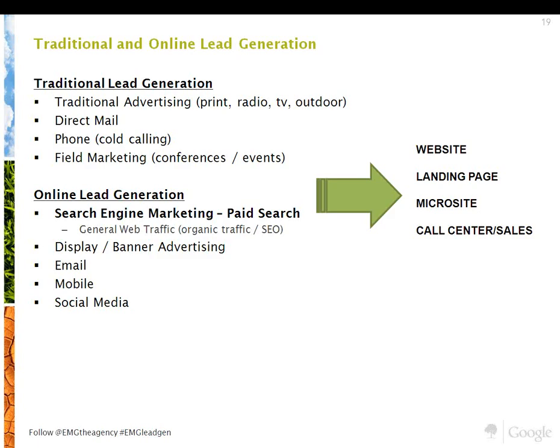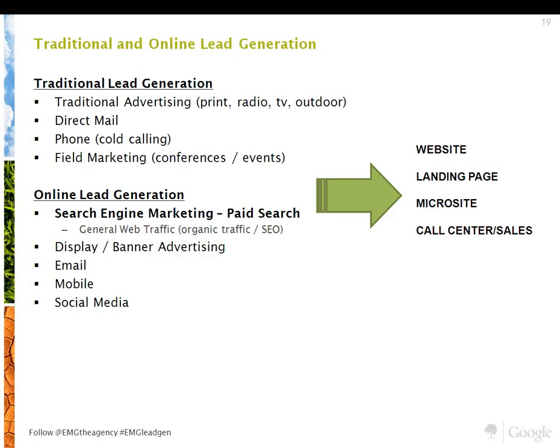So with online lead generation, we have search engine marketing, and that includes paid search and SEO, which is search engine optimization. We also have display banner advertising, meaning those image ads that you see on many of those websites. Sometimes they even follow you around. And also email marketing, mobile marketing, and social media marketing. The mobile and social media is really a segment that's been growing in the past year.